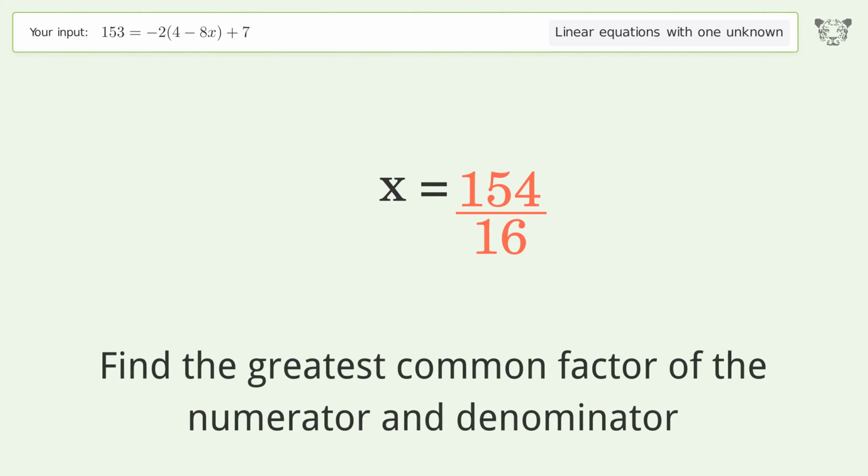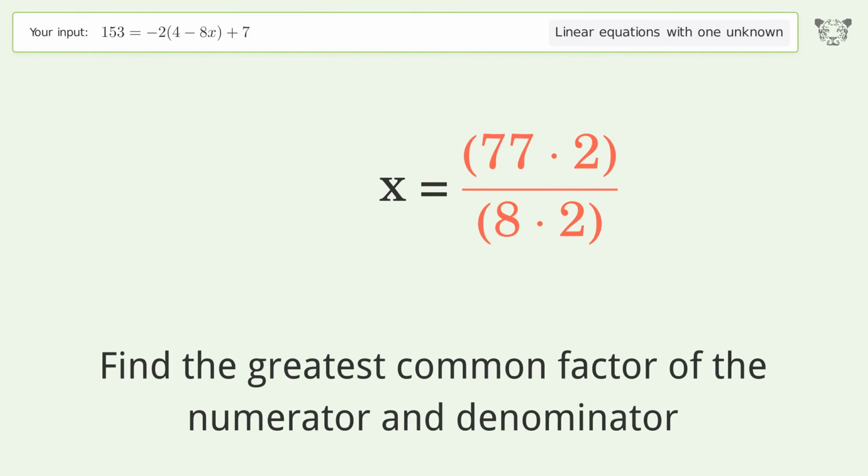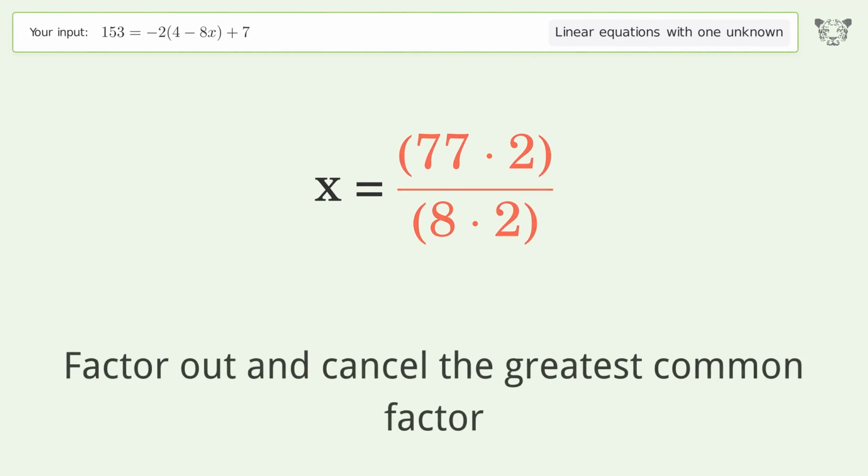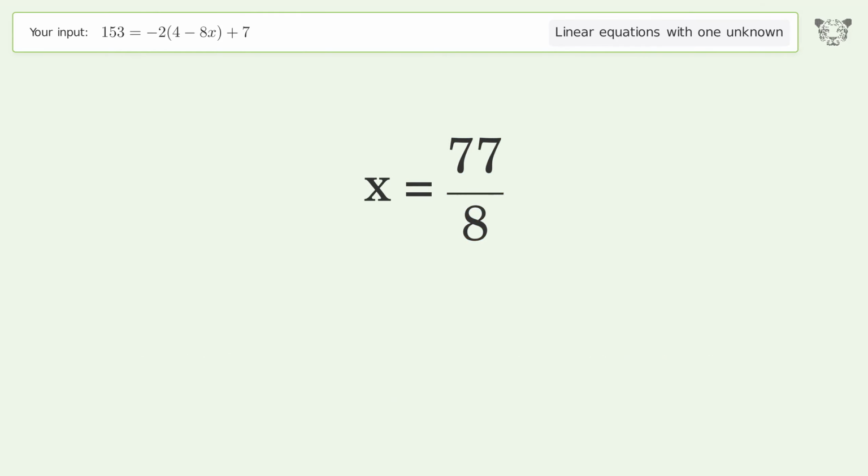Find the greatest common factor of the numerator and denominator. Factor out and cancel the greatest common factor. And so the final result is x equals 77 over 8.